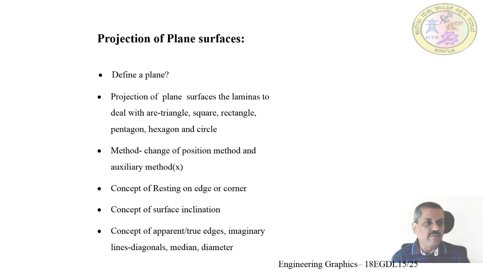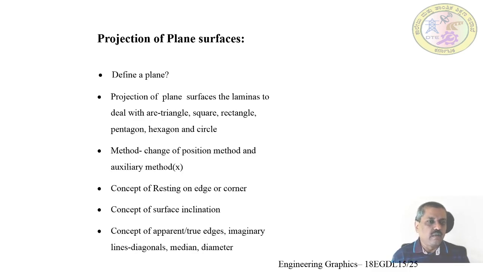What are the planes that we deal with? We deal with triangle, square, rectangle, pentagon, hexagon, and circle, of course. What are all these things? These are all polygons. Specifically speaking, these are all regular polygons. That means all the sides are equal, except the rectangle. The triangle, pentagon, hexagon, circle, even a circle is a polygon, of course.